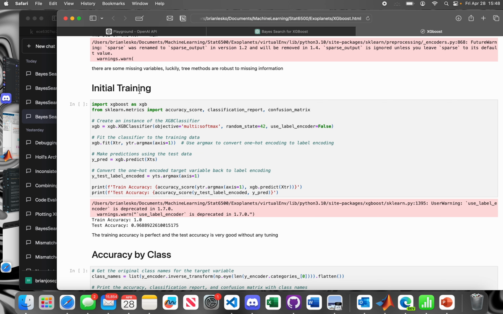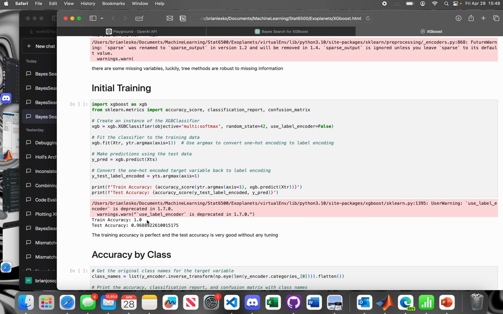Instead of bagging, where you're averaging a bunch of different tree models, you're actually training the next tree model to improve upon the last tree model. XGBoost has been pretty popular lately, and that's why I chose to work with it in this assignment. Initial training is really good. Training accuracy is 100%, and test accuracy is almost 97.